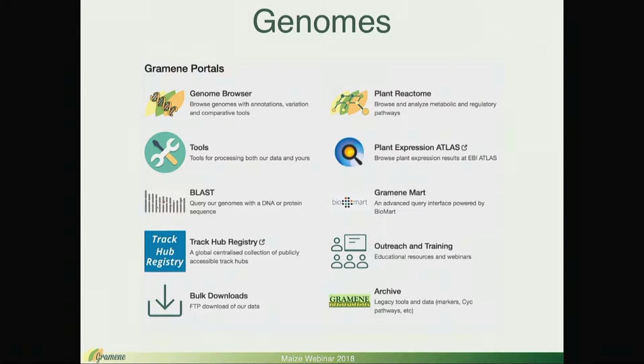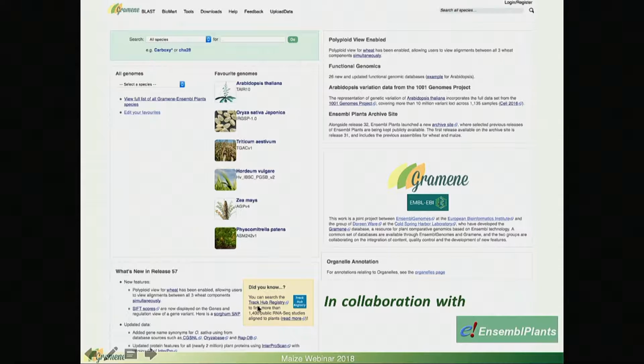So remember, this was our home page, and most of the images that you saw come from the Genome Browser. You can access it directly by clicking on the Genome Browser, and we will be taken to this Genomes page, which is something that we produce in collaboration with Ensembl Plants, and we use the Ensembl software to project this data.